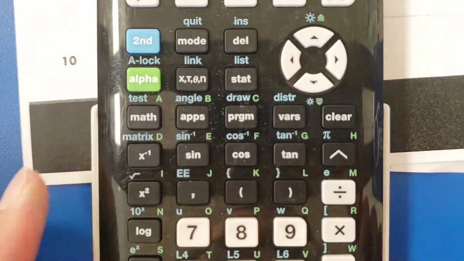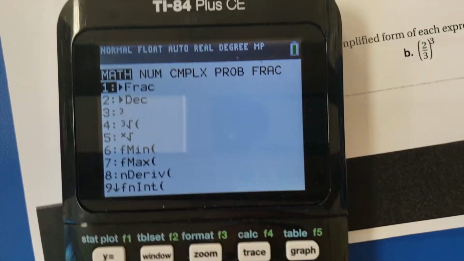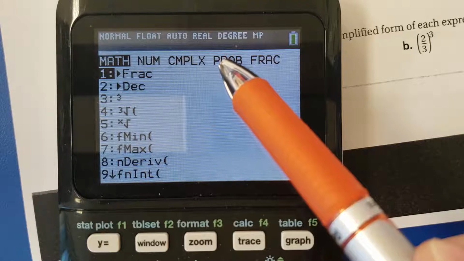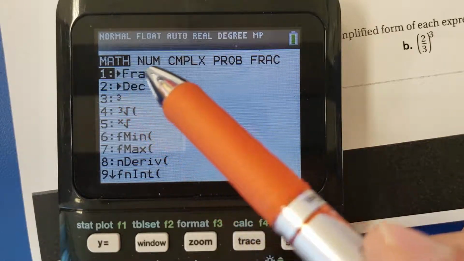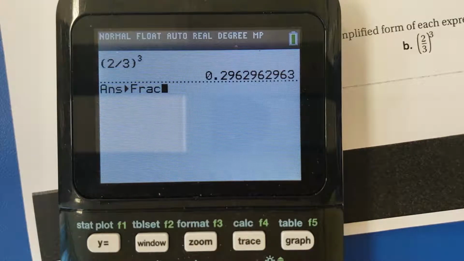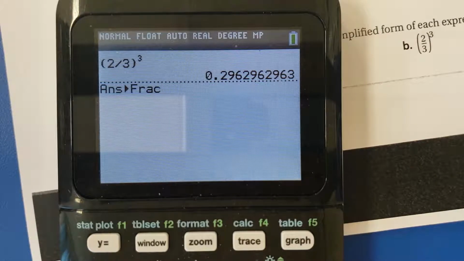You've got this button right here called the math button. Go ahead and push that one time. This shows up. If you hit the math button, you have all of these things. There's some probability stuff, some other things. I'm going to change it to a fraction, so I'm going to select 1. Hey, human, you want to change your answer to a fraction? Yes, I do, Mr. Calculator. Oh, look at that. Isn't that gorgeous?